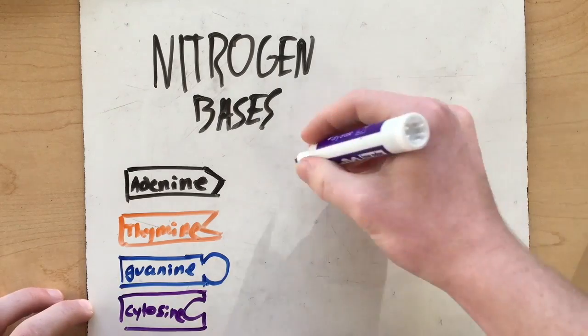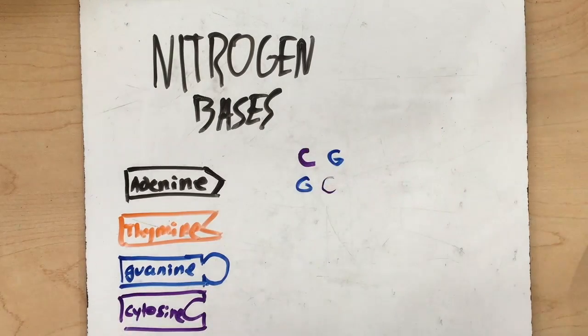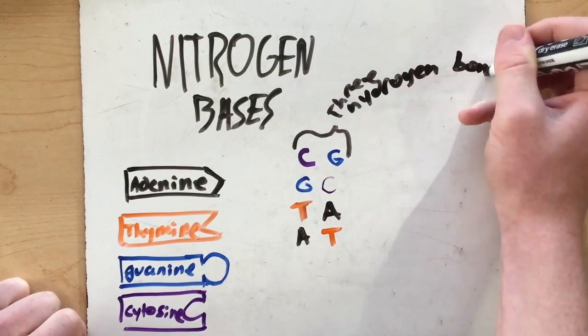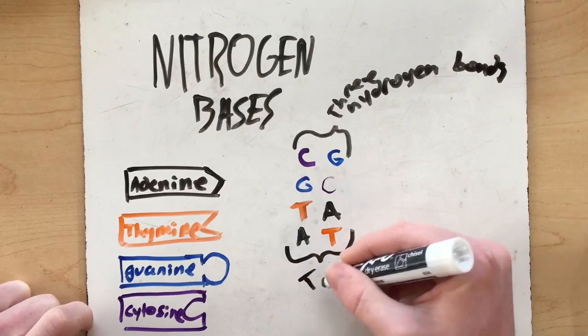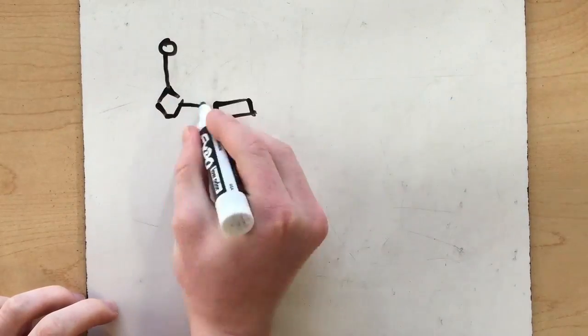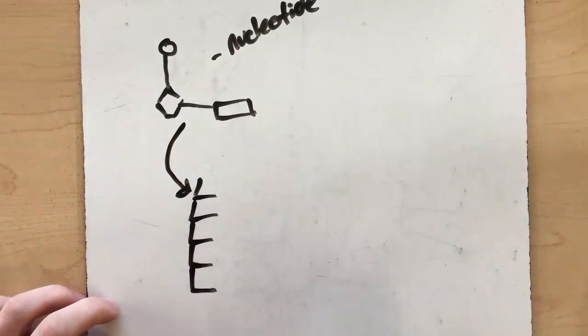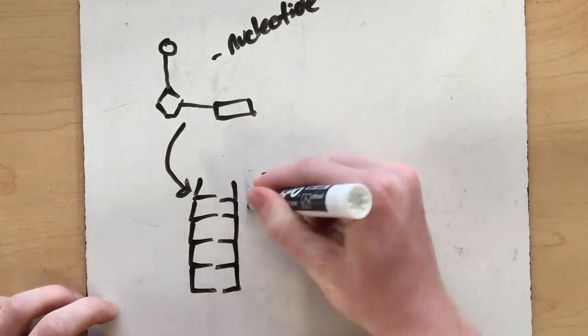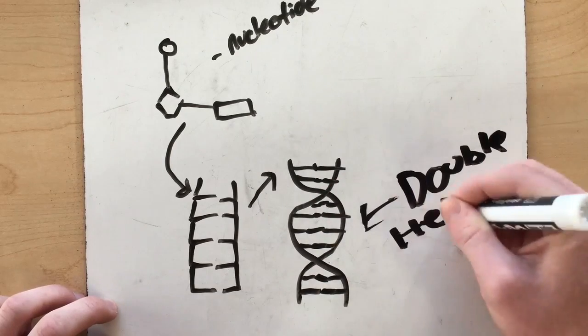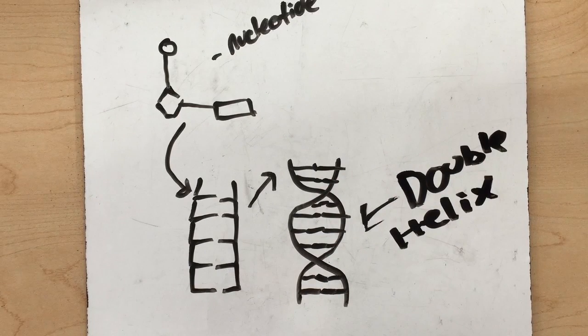Guanine and cytosine always form a pair, and adenine and thymine always form a pair. Guanine and cytosine are bonded together with 3 hydrogen bonds, while thymine and adenine are bonded with only 2. Nucleotides face each other and attach to form a sort of ladder shape that, when twisted, forms a shape called a double helix. This is arguably the most important shape in the world.